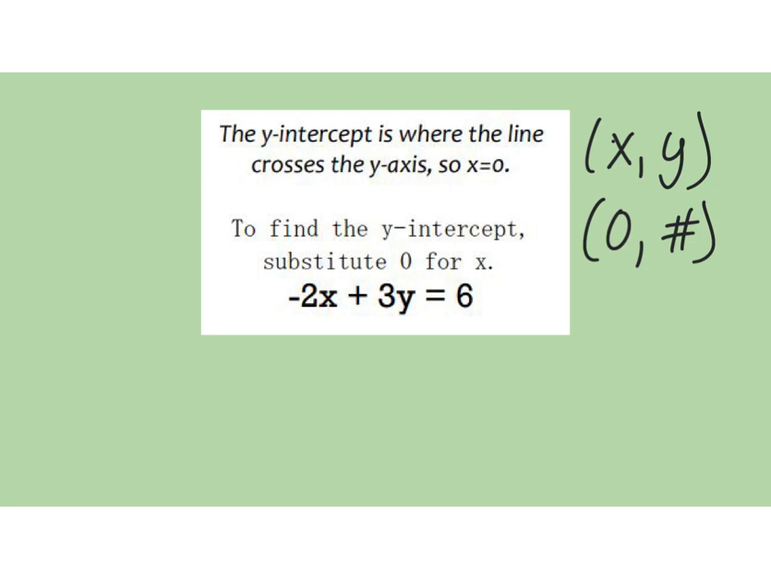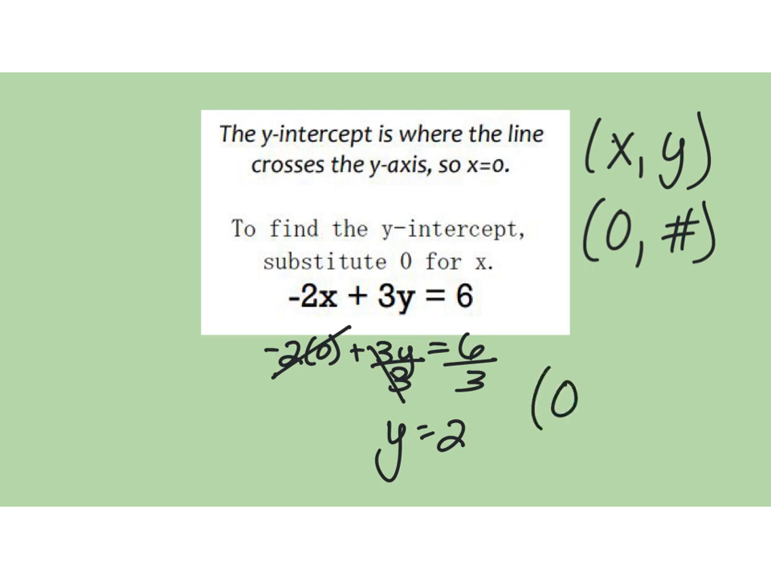So for example, with this equation, if I want to find the y-intercept, I'm going to substitute a 0 for x. So I would do -2 times 0 plus 3y equals 6. Well, when I multiply anything times 0, that gives me a value of 0. So then all I have to do is divide by 3 on each side. So y has a value of 2. So my y-intercept is located at 0, 2. So if I wanted to graph this equation, I can put a point at 0, 2.